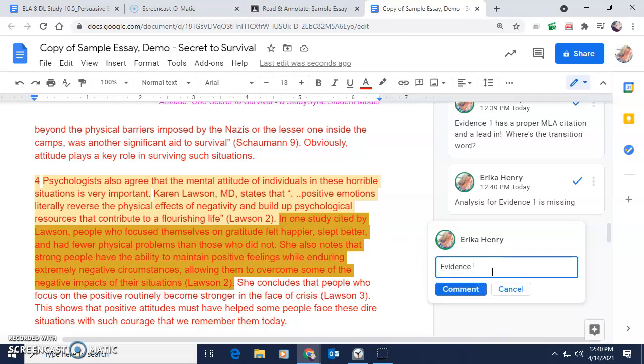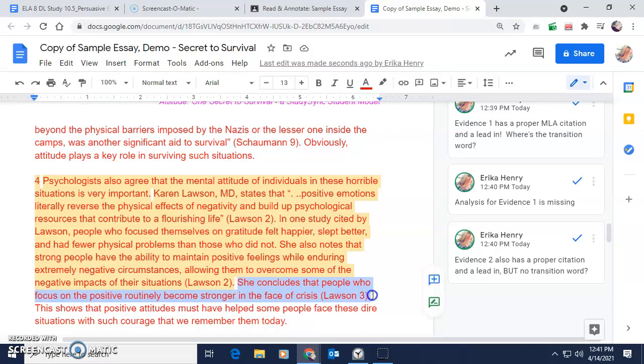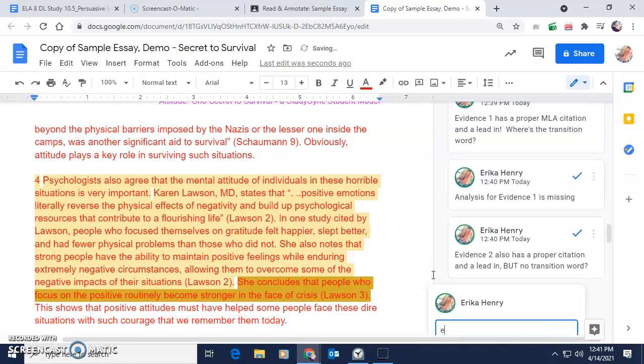So evidence 2 also has a proper citation and a lead-in, but no transition word. The student would lose points for that and lose points for this missing analysis. And then continues on with a third evidence. I will not require you to have a third evidence. I wouldn't mark you down for having a third evidence. So just make a side note, extra evidence.